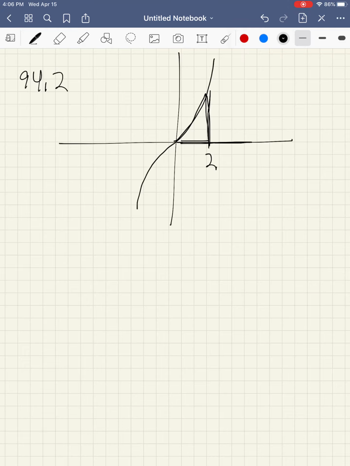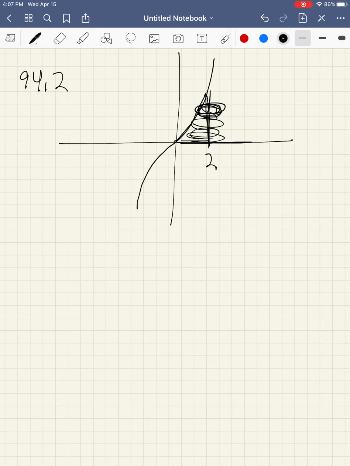Use the disk method to write an integral that represents the volume of the solid formed by rotating the region about the line x equals 2. So it's going to come around here, and it wants us to use the disk method. Using the disk method, they're all going to be circles, aren't they? We're just going to add a whole bunch of circles up.